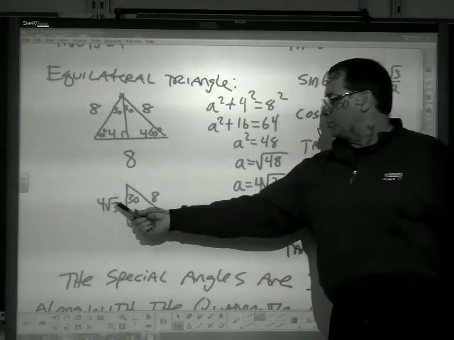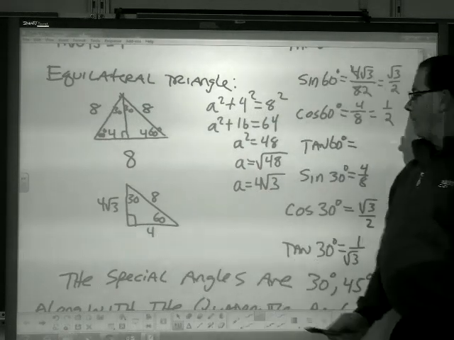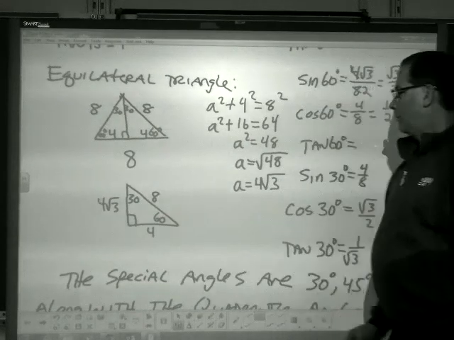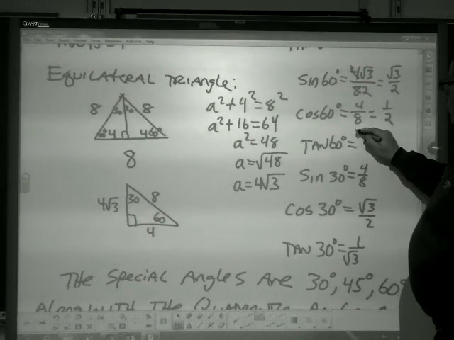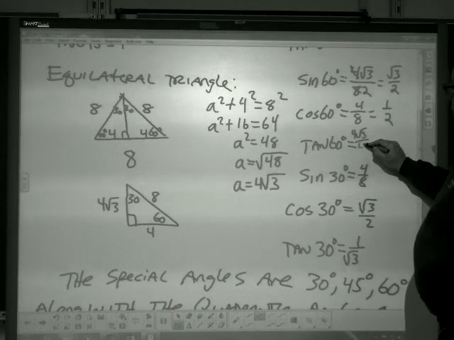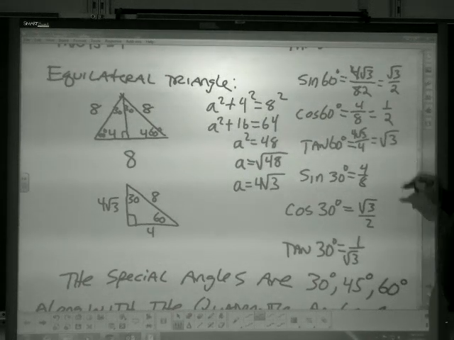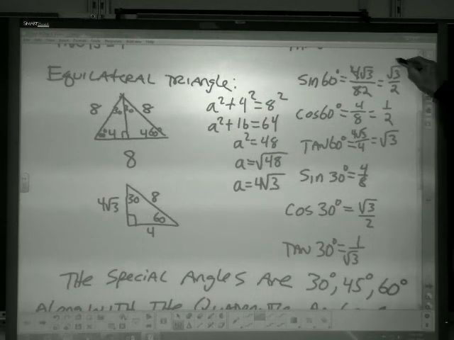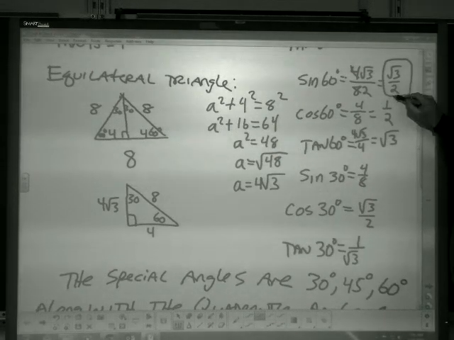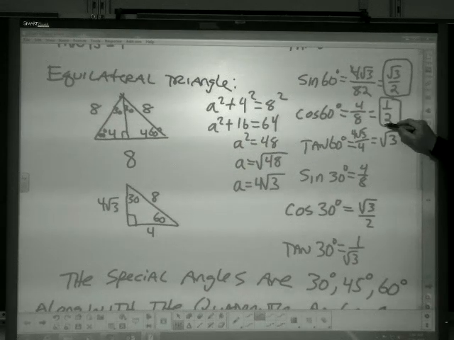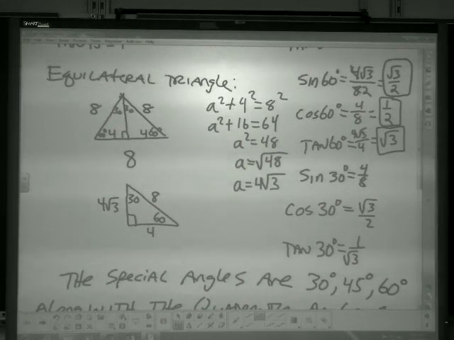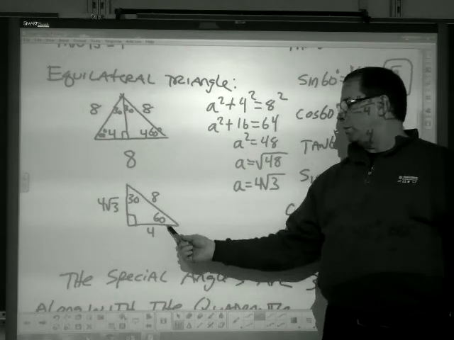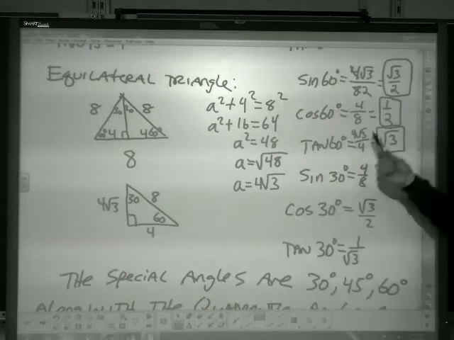Tangent of 60 degrees. 4 radical 3 opposite over 4. So 4 radical 3 over 4. The 4's reduce, leaving me just radical 3. And so the sine of 60, square root of 3 over 2. Cosine of 60 is a half. Tangent of 60, square root of 3. That's true no matter how I draw this triangle, how big or how small, that relationship will always hold true.